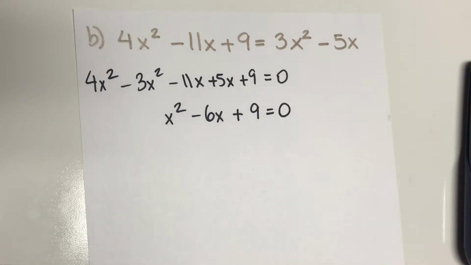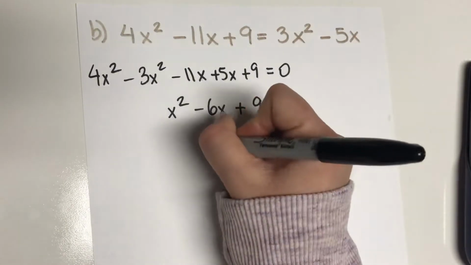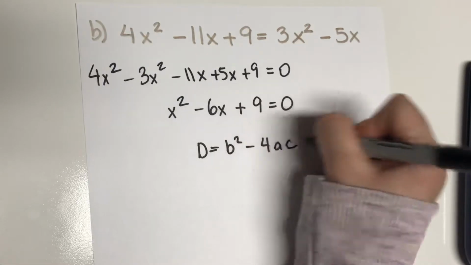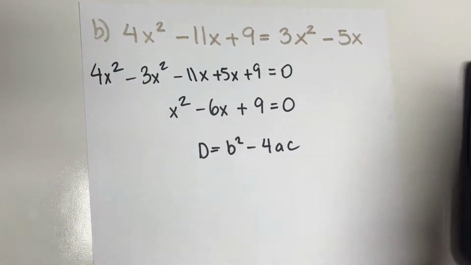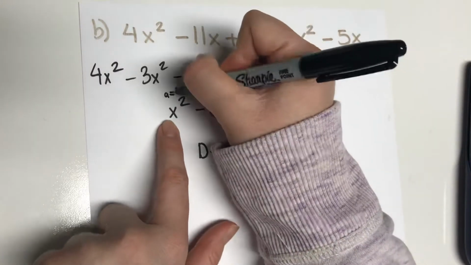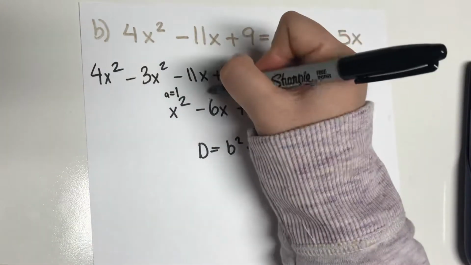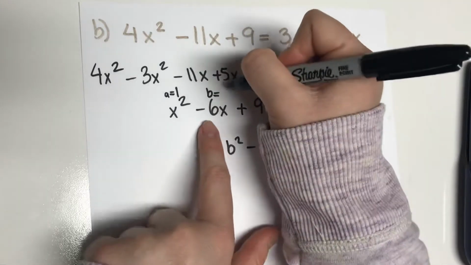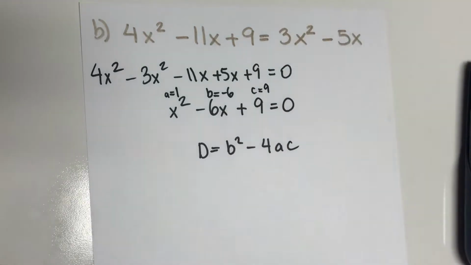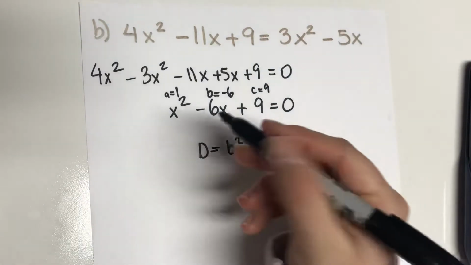And I want to know how many solutions there are. So I'm going to use the discriminant again. So the discriminant is b squared minus 4ac. I'm going to label my a, b, and c. So here my a, there's nothing in front of x squared, so that means my a is 1. My b is -6, and my c is 9. And that's what I'm going to substitute over here.